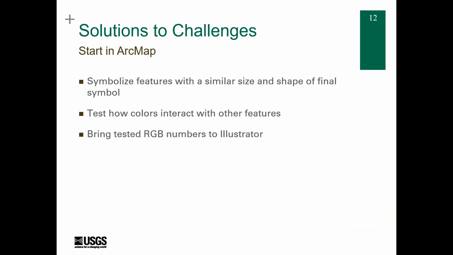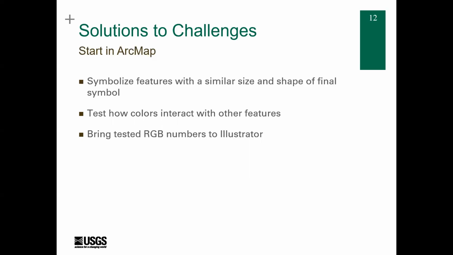So how can you work through these challenges? This is how I generally like to work through these problems. I like to start my process in ArcMap. Symbolize features with a similar size and shape as to what you think your final symbol will look like. For example, if you're creating a circular symbol, use a similar size circle on the map to start. Same with square shaped symbols.